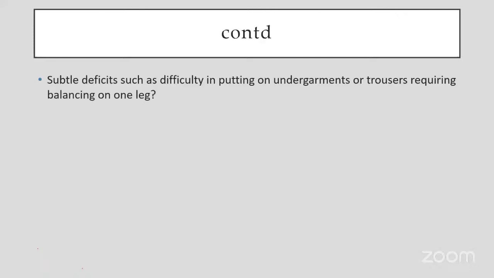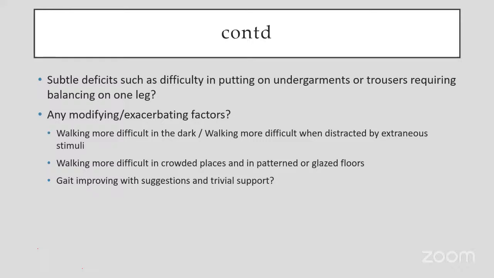We should also ask whether the patient has any subtle deficits, such as difficulty putting on undergarments or trousers, requiring balancing on one leg. We should also ask for modifying or exacerbating factors. Is the walking more difficult in the dark? Is the walking more difficult when being distracted by extraneous stimuli? Is the walking more difficult in crowded places and on patterned or glazed floors? Does the gait improve with suggestions or trivial support?